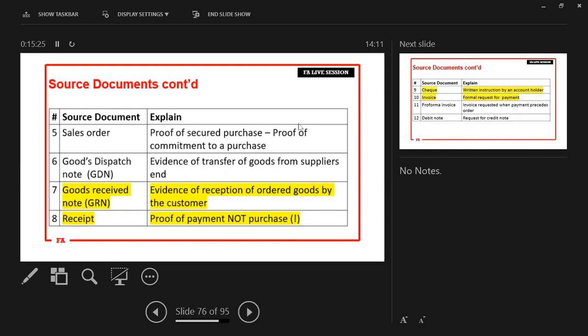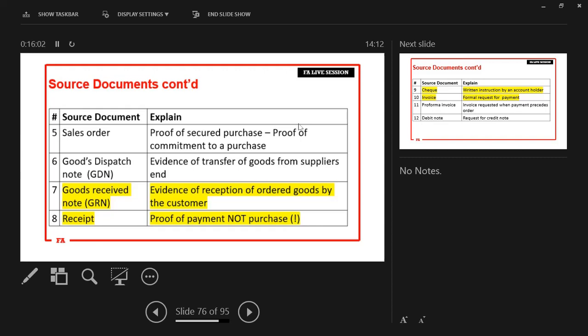So when you send in a purchase order, the supplier may ask you to fill in a sales order. This is simply proof of secured what? Purchase. I call it proof of secured purchase because there is a possibility that you can change your mind as a customer, right? Between the time you order goods and the time you actually are supplied with those goods. So fill in a sales order so that you tie yourself to a deal, so that we can't order the goods from another place, because if we do that, we are going to put the supplier at a loss. So sales order is a proof of secured purchase. It's a proof of commitment to a what?